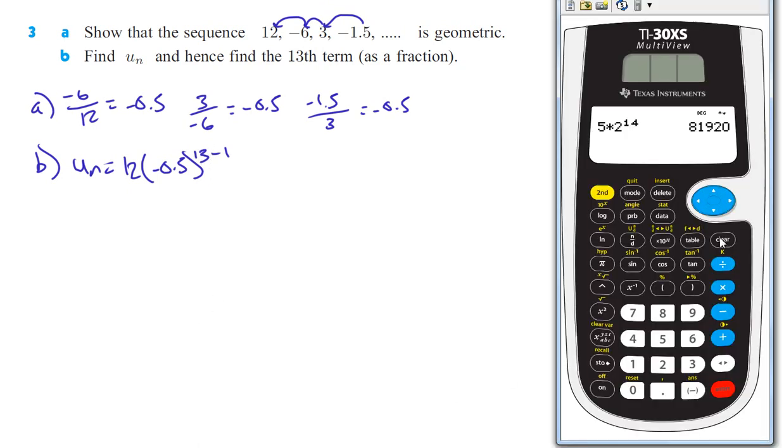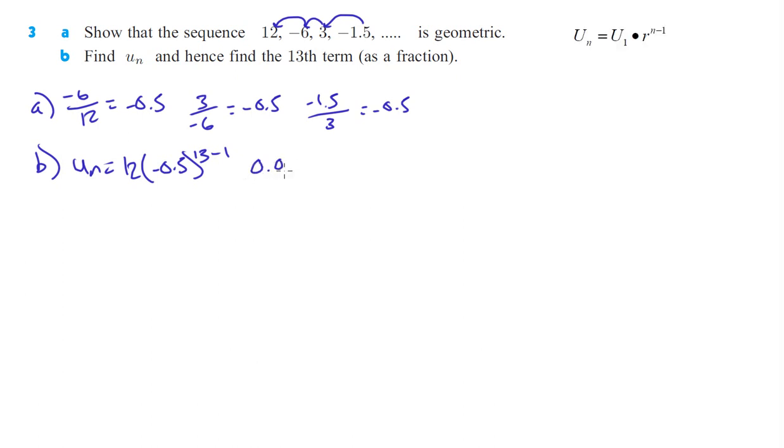Okay, so we will do 12 times, we don't even have to do that. Let's just do 12 parentheses, negative 0.5. Close those parentheses, and then take it to the 13 minus 1 is 12th power. Okay, and we get 0.0029. Okay, and they said they want it as a fraction. I'm fine if you just leave it as a decimal. It's a lot simpler that way. Okay, so we'll go with that, and we still understand how to do it, so that's good.